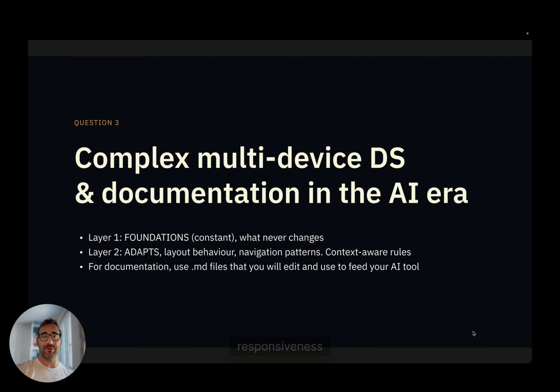So the next question was about responsiveness, and the question was, how can I have the best design system setup for complex systems that adapt to multiple devices, and how can I keep everything documented in the AI era? The important thing to remember is to first decide what's going to be constant, like the first layer. So set your foundations, what will never change in this responsive behavior. And also choose where you want to design first, depending on what will be the biggest usage of your product. It could be on mobile or on desktop.